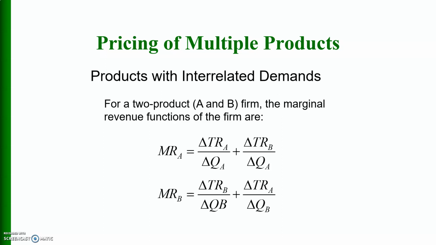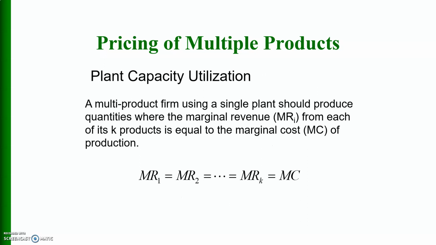We start with the products with interrelated demands. Let us suppose there is a firm which is producing two products, one is A and one is B. The marginal revenue function of the firm: marginal revenue from product A is equal to change in total revenue by producing A divided by change in quantity of A, plus delta TRB divided by delta QA. Similarly, MRB is equal to delta TRB divided by delta QB plus delta TRA divided by delta QB.